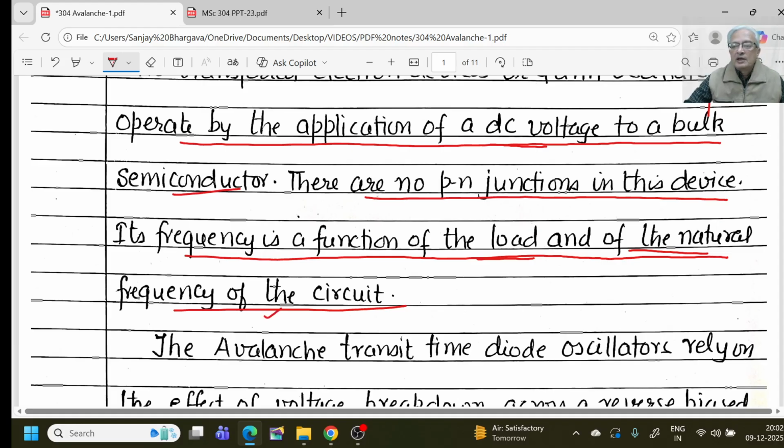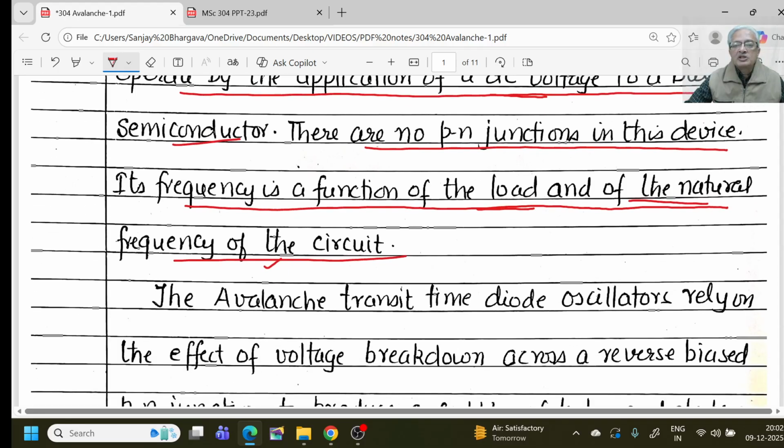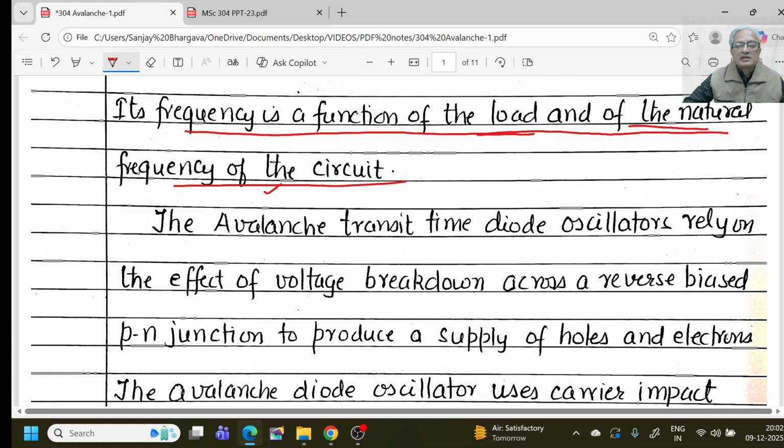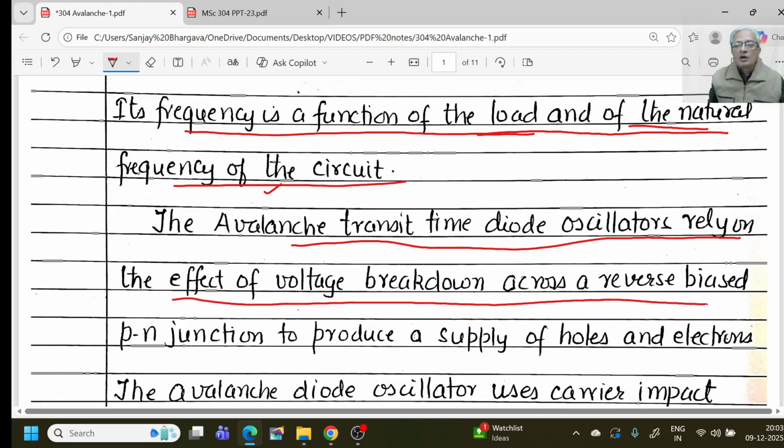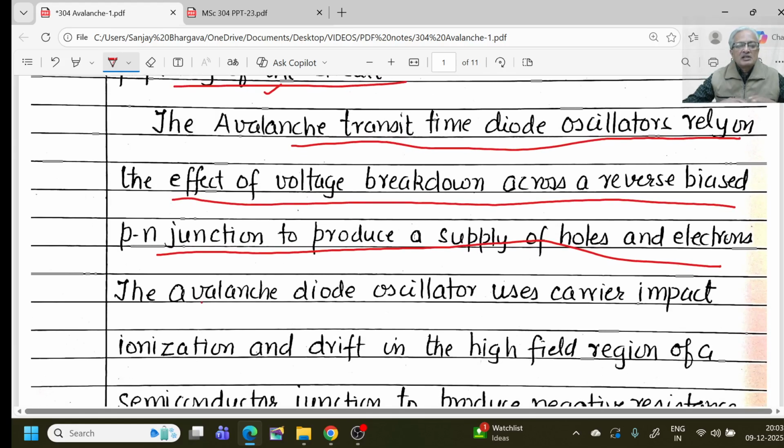Now, let us see what happens in Avalanche Transit-Time Devices. The Avalanche Transit-Time Diode oscillator relies on the effect of voltage breakdown across a reverse biased PN junction to produce a supply of electrons and holes. Avalanche basically means some sort of multiplication, and here it represents multiplication of charge carriers.